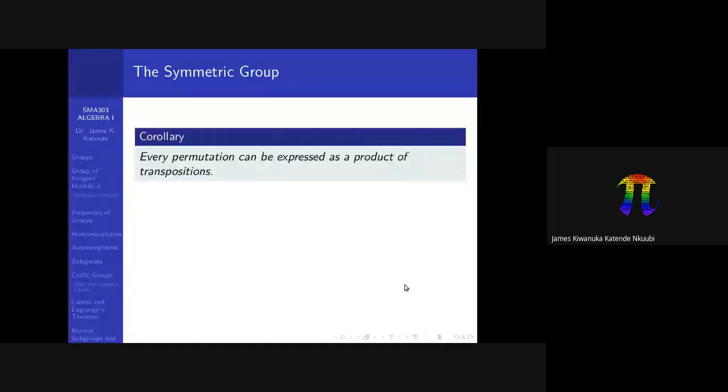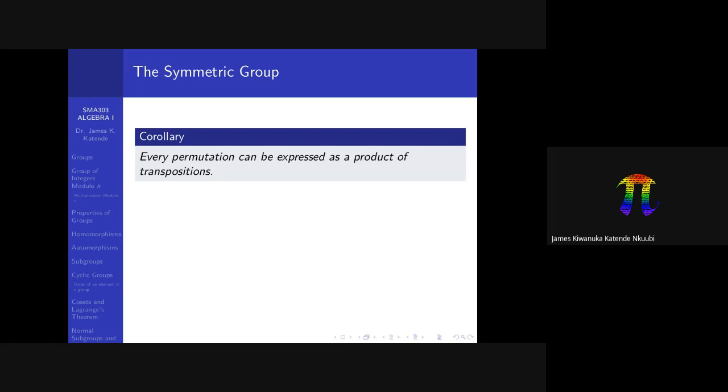So the next claim we have made here is that every permutation can be expressed as a product of transpositions. We have seen how that works. Earlier on, we said any cycle can be written as a product of transpositions. Remember, transpositions are just cycles of length 2. And also, we have made a claim that any permutation in Sn can be expressed as a product of disjoint cycles. So each of those disjoint cycles can be further split into transpositions, and you end up writing the permutation as a product of transpositions.